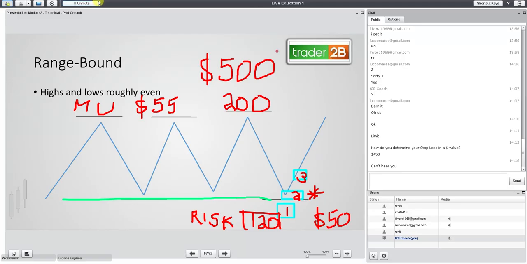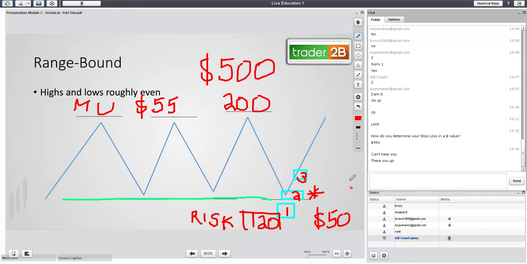Oh, sorry about that. So as I was saying earlier, if we are to use this level as our entry price and the price that we entered is $55, right?